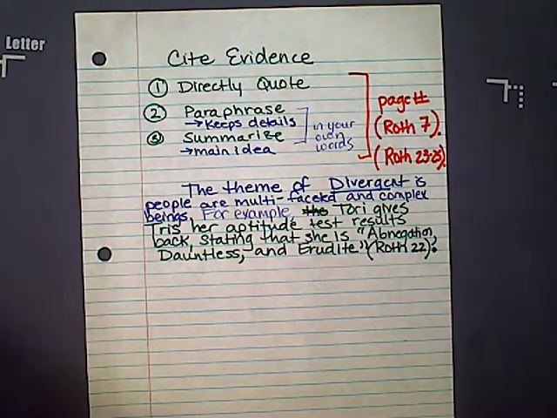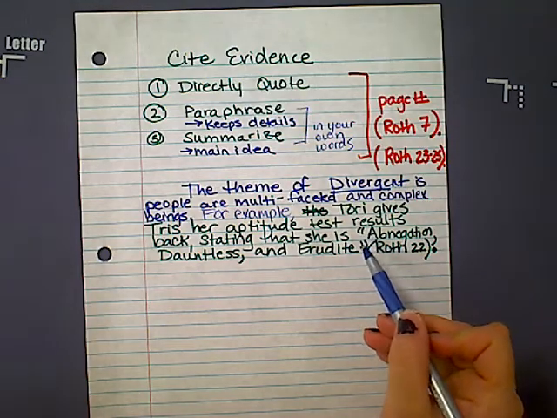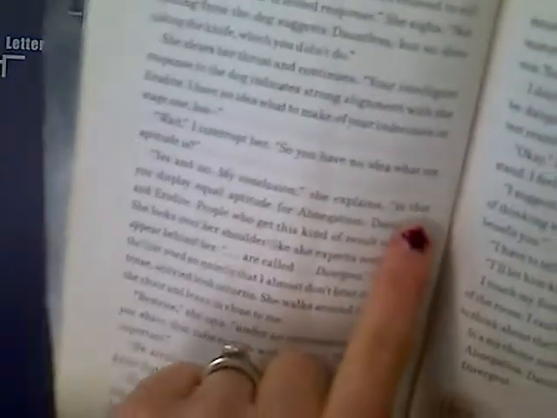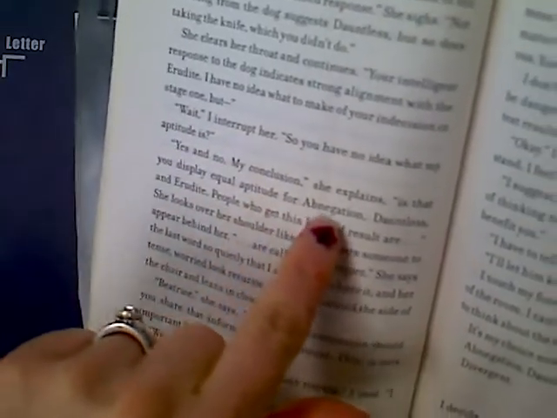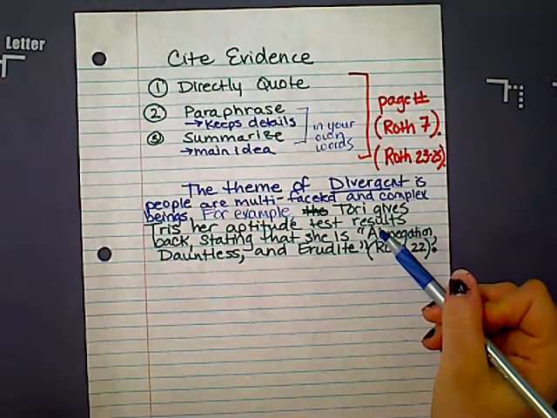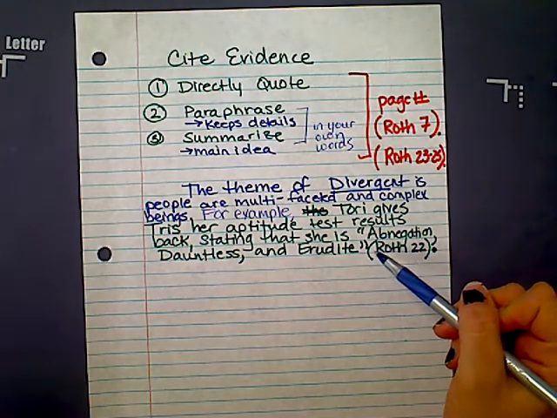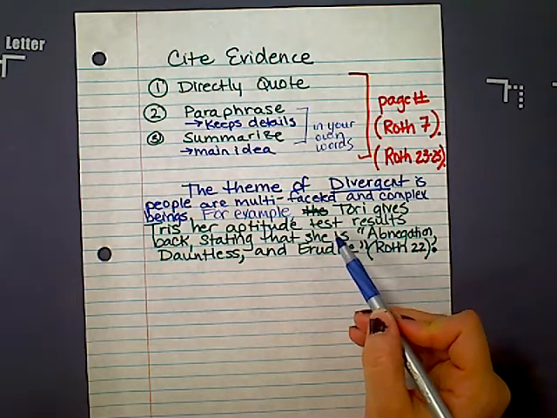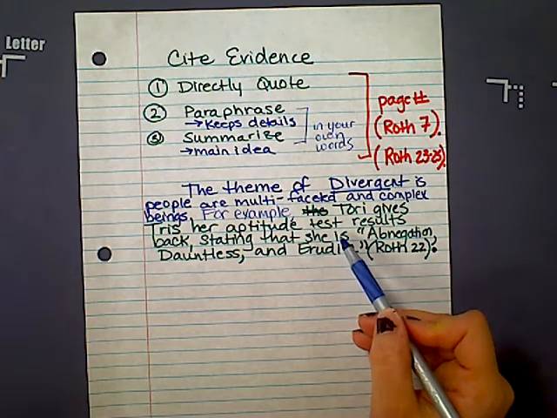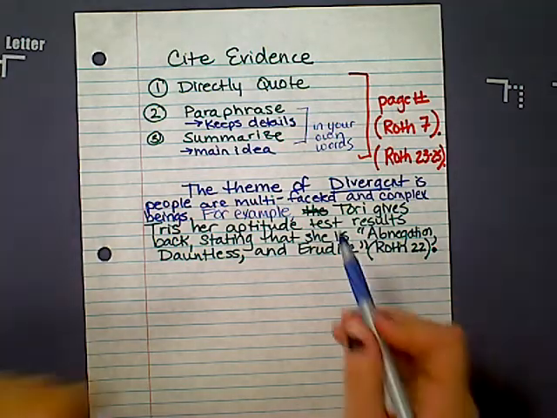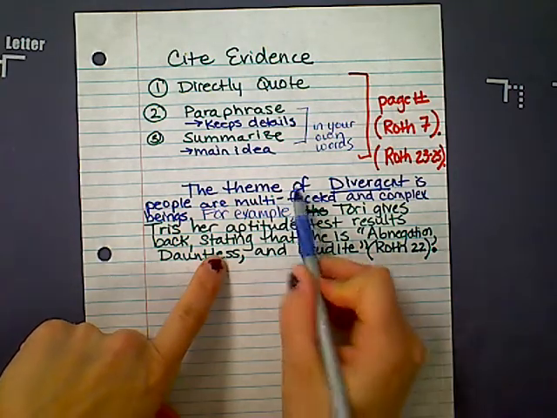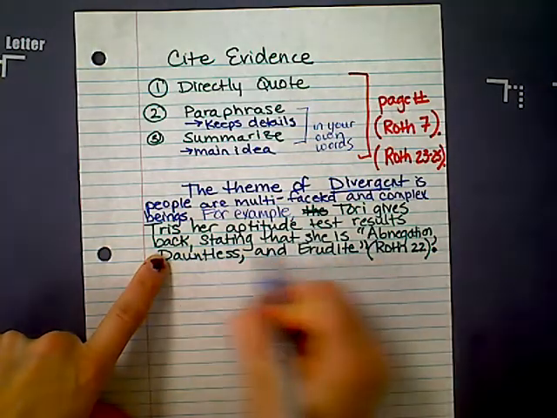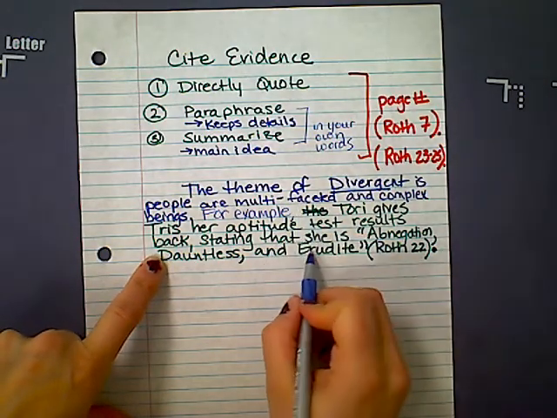Please notice that I did not just put the whole sentence, because the whole sentence was actually, "you display equal aptitude for Abnegation, Dauntless, and Erudite." I didn't put that whole sentence. I integrated the quote into my own writing, and I just pulled part of it. By doing that, I can introduce the quote, and I can also set myself up for a really good explanation. Because your evidence can't stand alone, I have to circle back and prove to the reader how this piece of evidence proves my topic sentence.